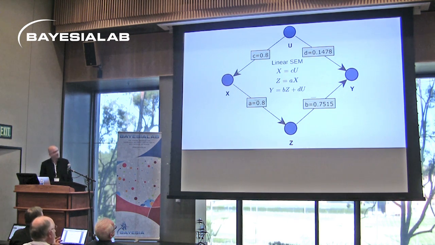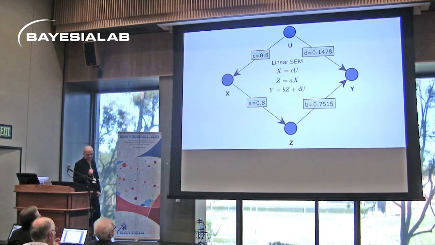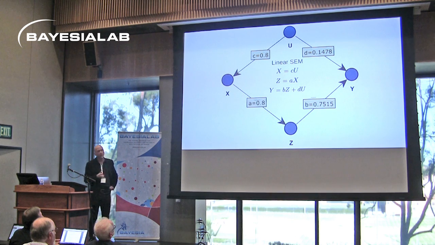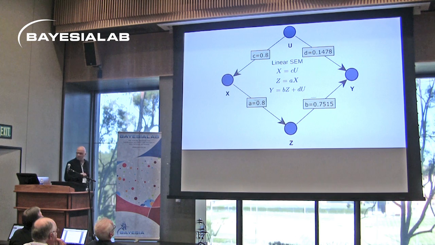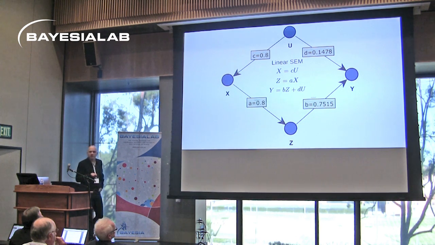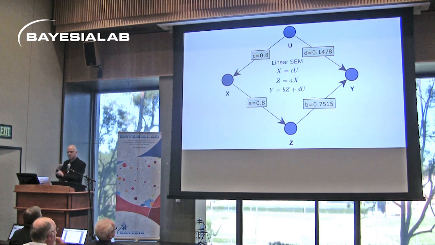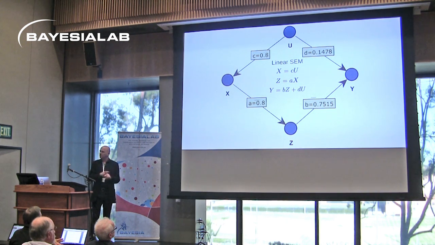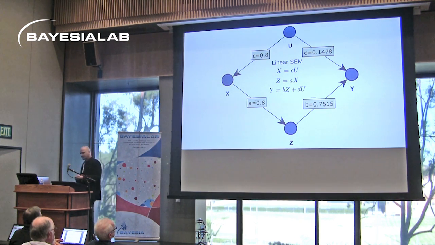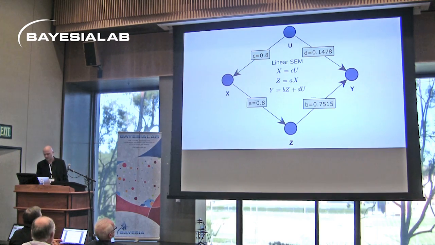When you look at this path diagram, at the end of the day we have a linear structural equation model. So we have X equal Cu, Z equal Ax, and Y equal to Bz plus Du. And this is not just a set of equations like that. This is really an assignment, so you cannot just reverse and compute U with X. This is prohibited. So we have this set of equations.